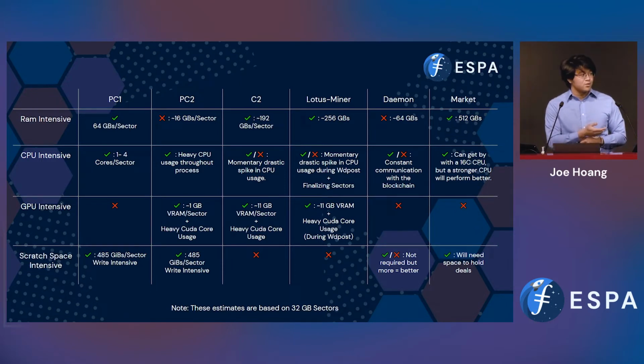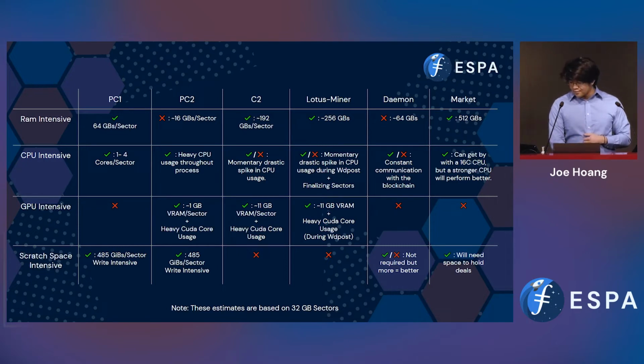So for the PC2, you see that it uses about 15 to 16 gigabytes per sector, which may be a lot if you have dealt with computers before, but if you compare to the 2 next to it, PC1 and C2, you can see that it is relatively low comparatively. And then lastly, if I put a check mark and an X, that means there's only a moment during the process where that piece of equipment is actually used intensively.